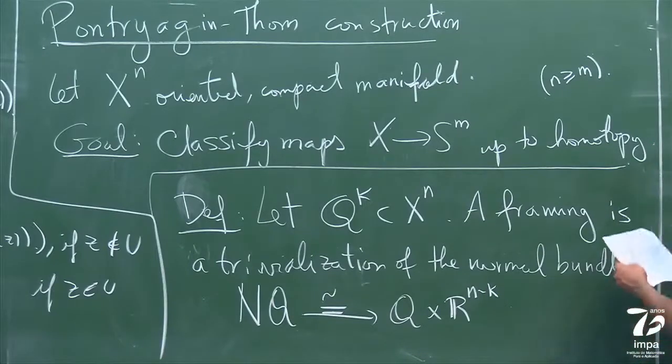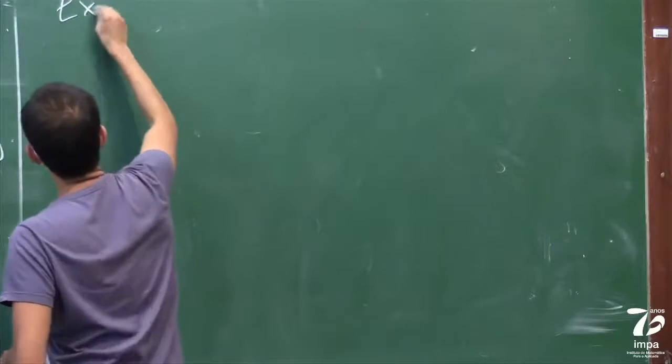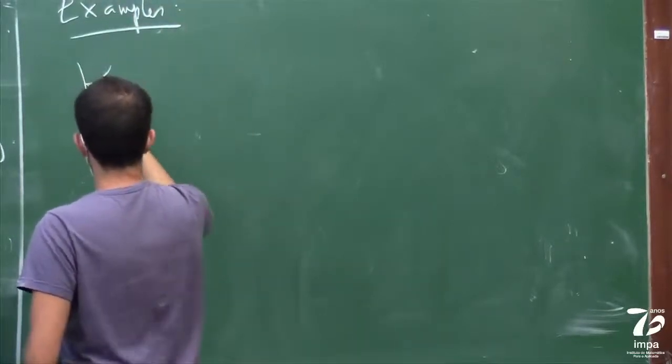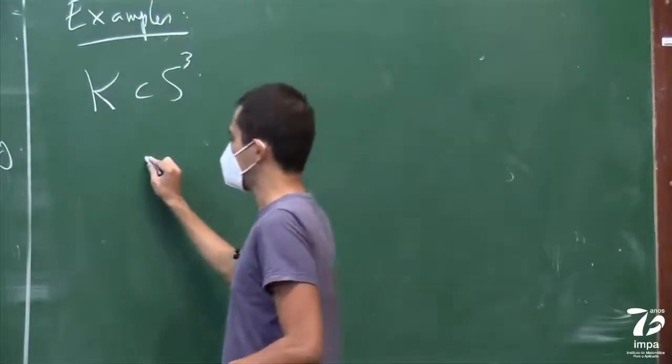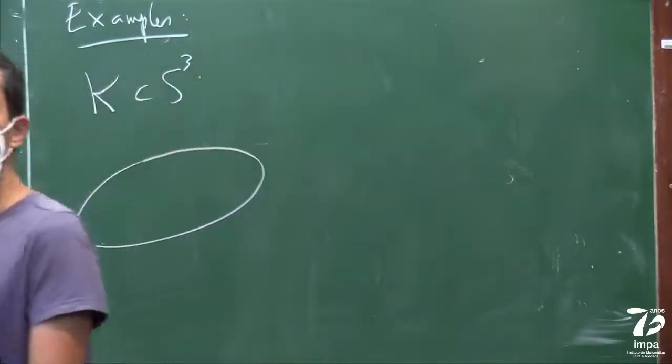Okay, so let's give some examples. I think this is maybe a slightly abstract notion. We can start with a knot. So, examples. Say you have a knot in R^3. Let's start with the easiest knot, which is the unknot.